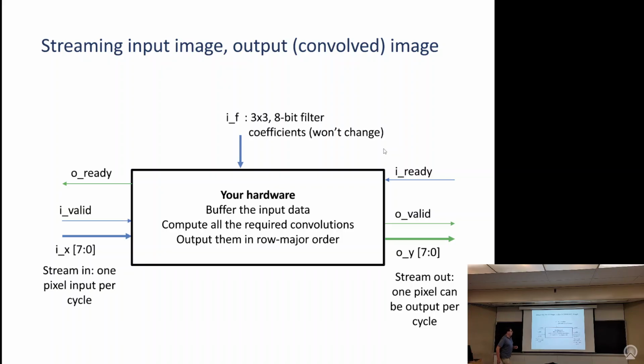The filter coefficients are basically constants that we give you, so they won't change during operation. So you've got a filter you can apply over the whole image. That's another input, but you don't have to worry about it as much. You just have to pay attention to what is in the filter. But it's not going to stream in, it's not going to change as the image goes through.